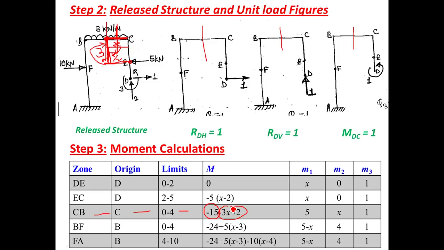Now if you look at the unit load figures, in the second figure, RDH equal to 1. We are taking moment here. If you observe the right portion of this figure, there is again a unit load at point D. We have to take the moment of this unit load at point D.